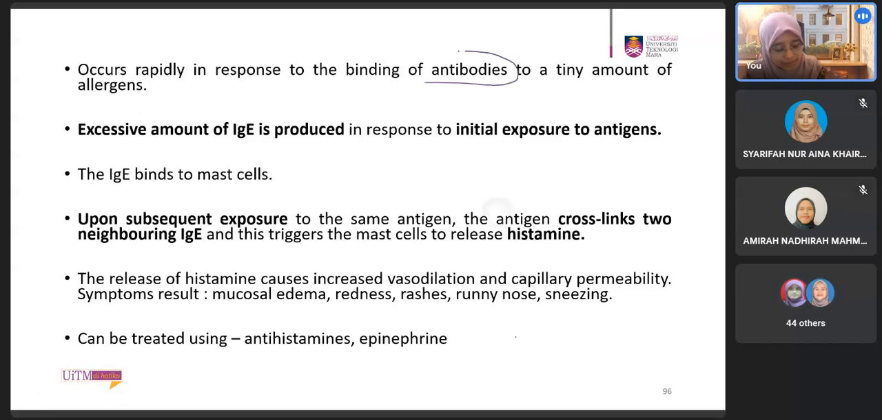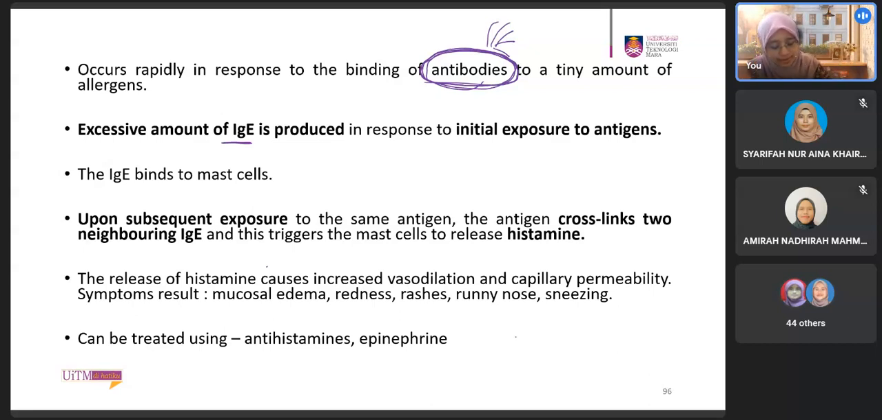Okay, so it occurs rapidly in response to the binding of antibodies to a tiny amount of allergen. So allergic reaction ni disebabkan oleh tindak balas daripada antibody. Okay, specifically is IgE. Antibody ni kita ada several types. If I'm not mistaken, kita ada a few, IgA, IgG, IgE. Dulu ada dalam nota awak dalam syllabus, cuma ini kita tak emphasize dah the different types of antibody, except for we emphasize on this IgE, the type of antibody, okay, that is involved in the allergic reaction, IgE.